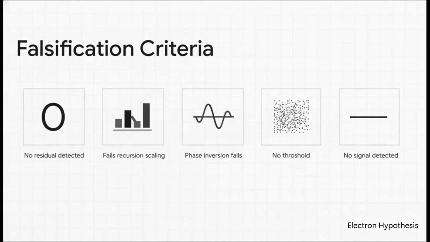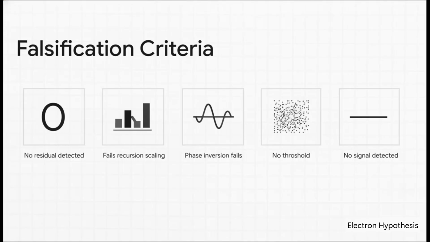Second, if the pressure doesn't grow in a predictable 1 to 2 to 3 pattern as the cycles increase, it's false. Third, if you literally flip the experiment upside down, a phase inversion, and it fails to flip the result, false. Fourth, if you apply random noise as a control and get the exact same effect, well, that just means it's a normal error, not a universal blueprint. And lastly, if there's no clear threshold detected at all.